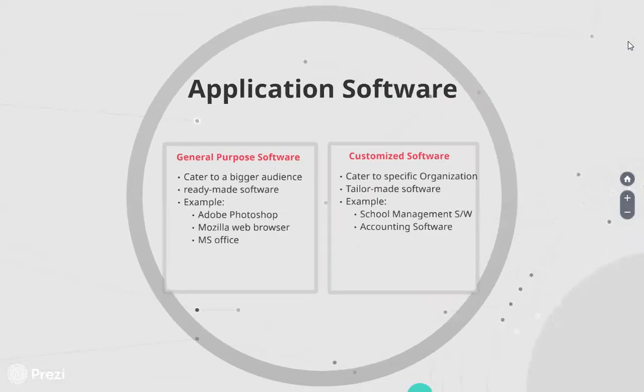Application softwares are the softwares which are made to perform certain tasks. Whatever software we are using in our system are application softwares. They are made to perform certain things so that it can make our work easier. We have two types of application softwares.